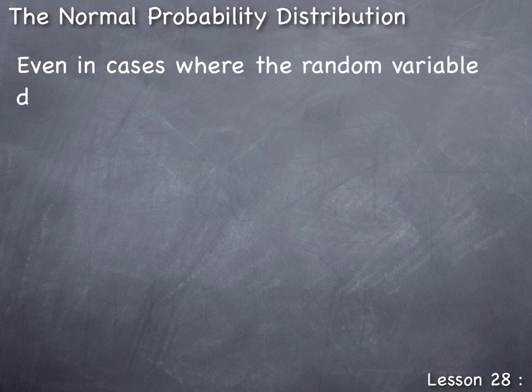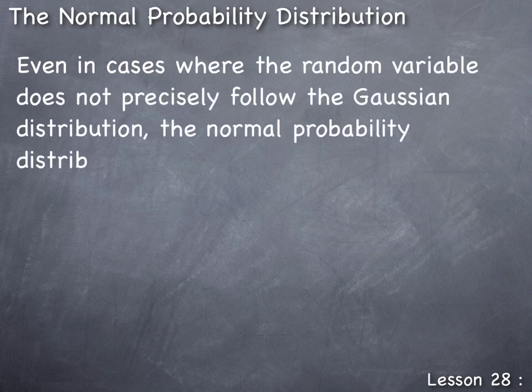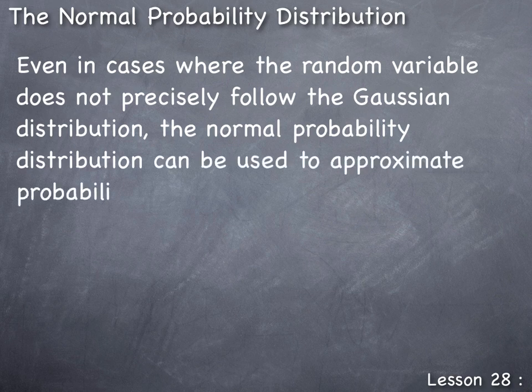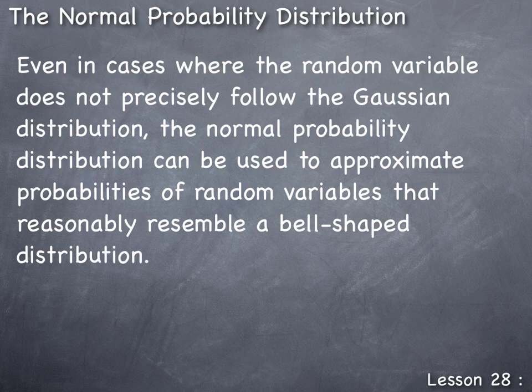Even in cases where the random variable does not precisely follow the Gaussian distribution, the normal probability distribution can be used to approximate probabilities of random variables that reasonably resemble a bell-shaped distribution.